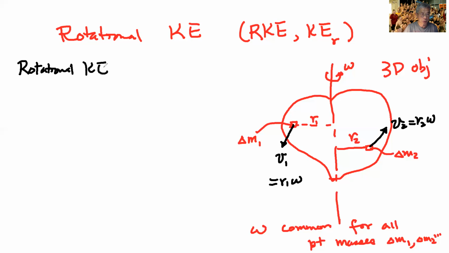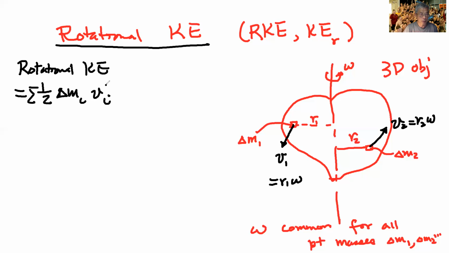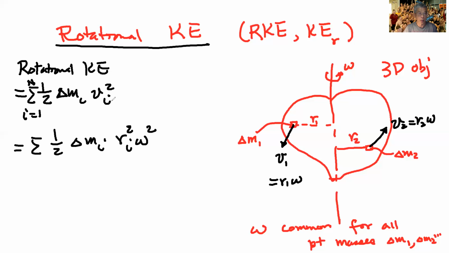Rotational kinetic energy is equal to, so that's the title, the summation of 1/2 delta M_i V_i squared, right? So i from 1 to, depends on how many pieces you have, okay? So that's what you have. And we're going to substitute the V_i, right? So 1/2 delta M_i, and this V_i will be equal to R_i times omega, right? And this is squared, so V_i squared is R_i omega, squared.